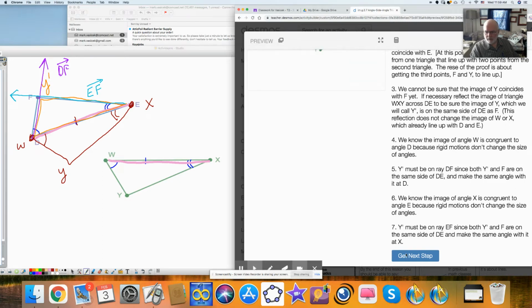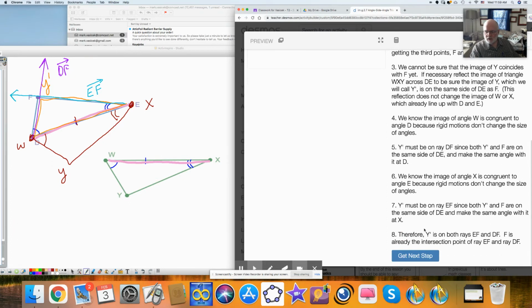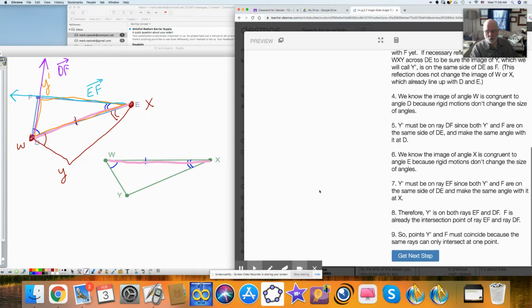angle. So the next step says, therefore, Y prime is on both rays. It's on ray DF and ray EF. But wait a minute. F is already the intersection point of these two rays. Therefore, Y and F must coincide, because when you have 2 lines, remember the bell work, that intersect, they can only intersect at a point. And since ray DF and EF intersect at this point, when I know that Y is on ray DF and ray EF, where those 2 points intersect, it has to be the same point.